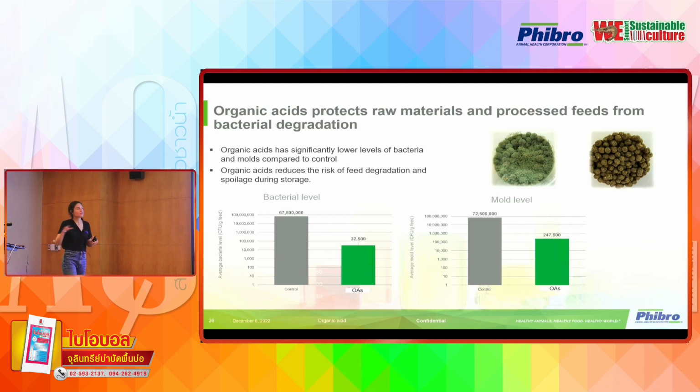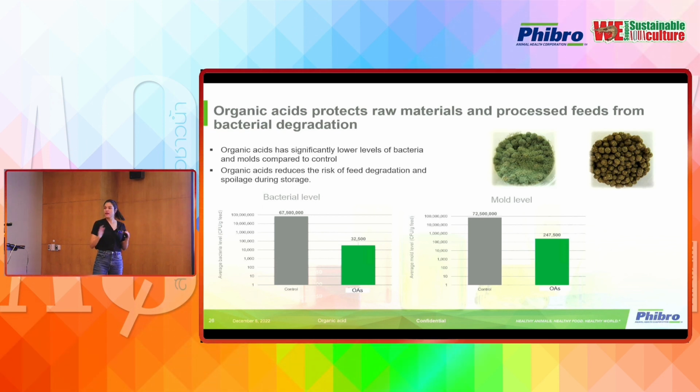And why I show this trial is just because of those 2 footages. And this is a photo from the end of the trial. So what you see is the feed without the organic acid, and then the feed with the organic acid. And as you can see is the count. We have a substantially lower mold level in the feed with the organic acid, and then a very low bacterial level, again, with the feed with the organic acid. So it significantly lowered the load of the bacteria and the mold, and we see the reduced risk for feed degradation and spoilage during storage when adding organic acids.